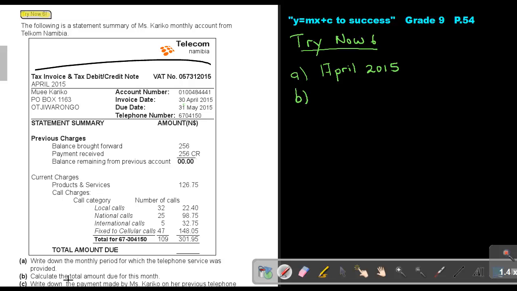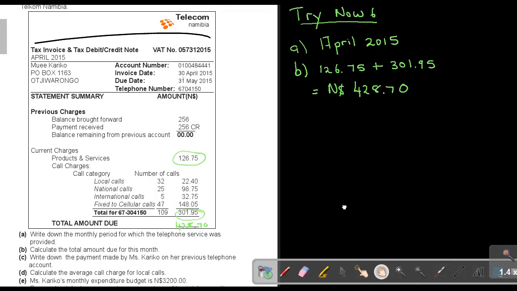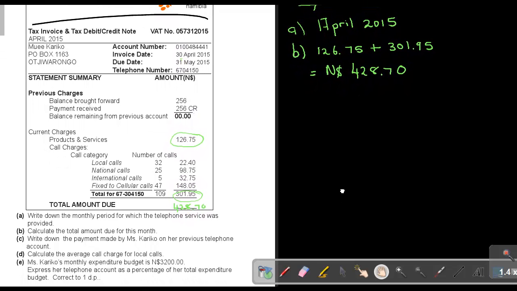Number B. Calculate the total amount due for this month. So it will just be this one plus this one. So it's going to be 126.75, the basic, plus the 301.95. And if I add it up, I will come to an answer of 428.70. That will be that amount. Okay, let's move up a little bit. I think it's all right like this.